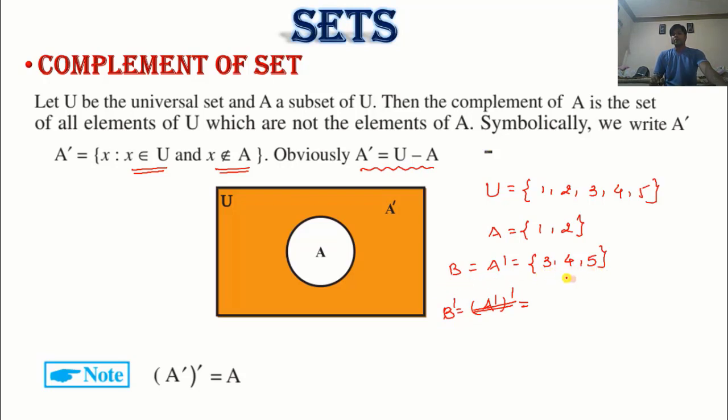Except the elements of B, you have to write whatever elements are present in U. So 3, 4, 5 are removed from U. So 3, 4, 5 cancel out. So what is left? 1 and 2. So you get B dash equals to how much? 1 and 2. And that 1, 2 is nothing but A. So you can say that is A.